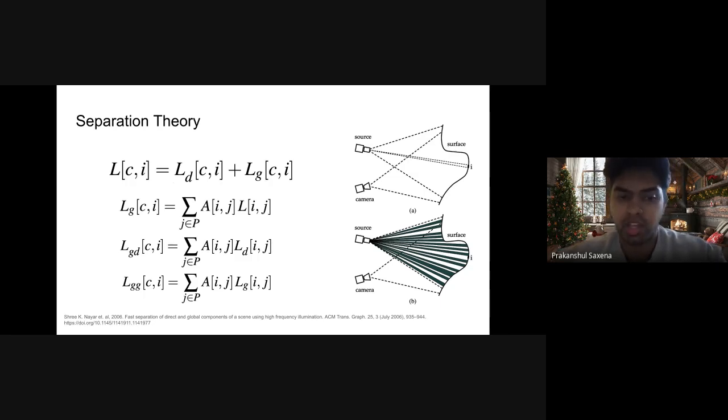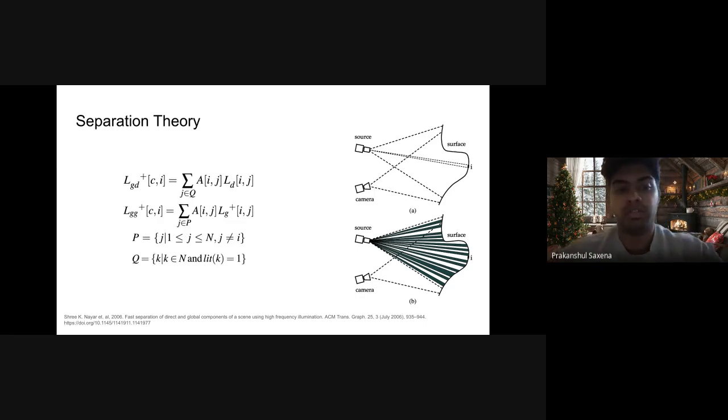We denote the radiance of the patch i measured by the camera c as L_C(i), and its two components as L_D, the direct illumination, and L_G, the global illumination. L_ij is the radiance of the patch j in the direction of patch i, and A_ij incorporates the BRDF of i, as well as the geometric configuration of the two patches. We further decompose L_G into two components as L_GD and L_GG, where L_GD is due to the direct component of the radiance from all scene patches and L_GG is due to the global component of the radiance from all scene patches.